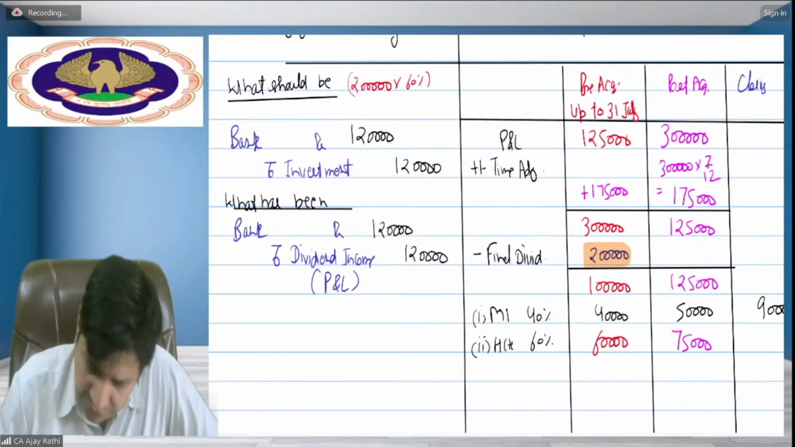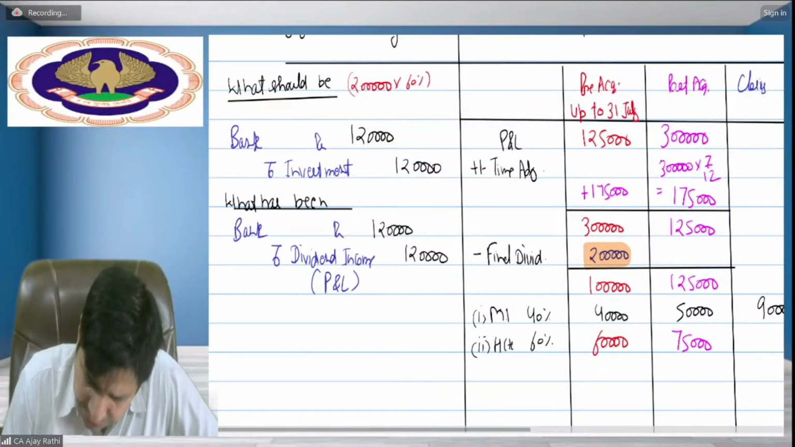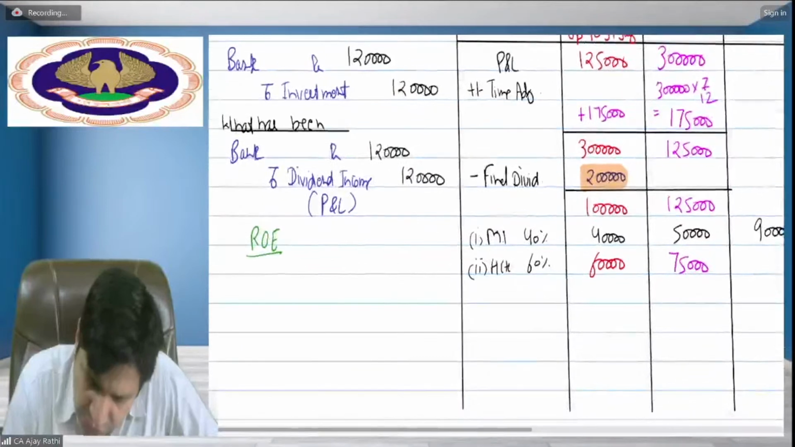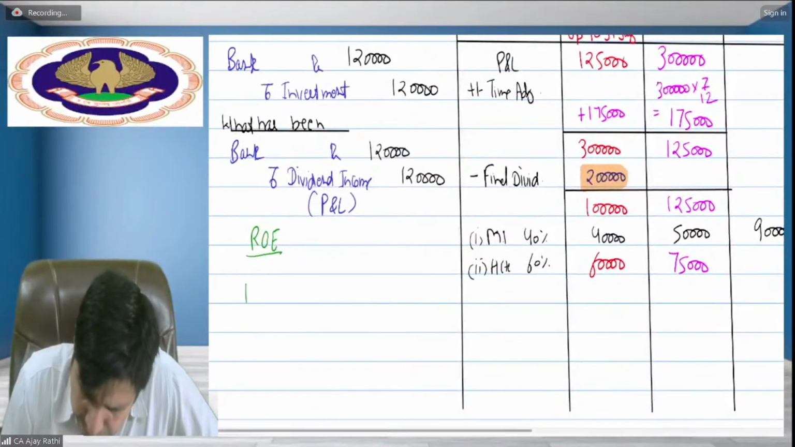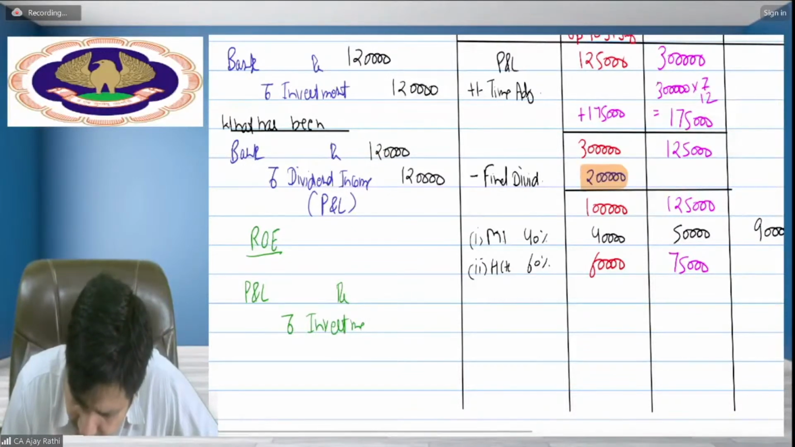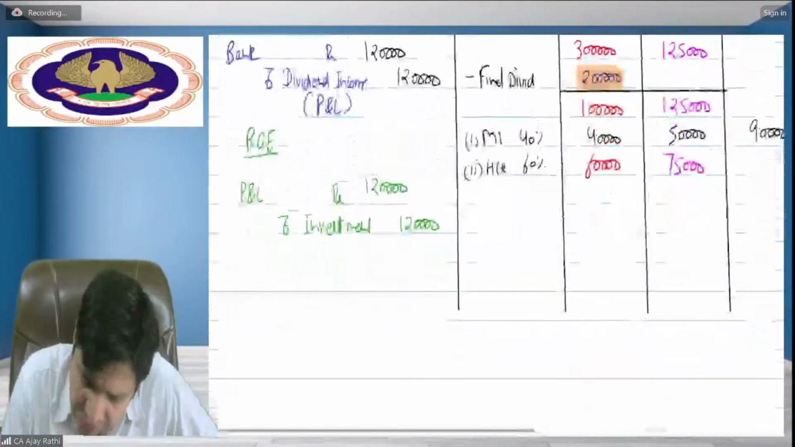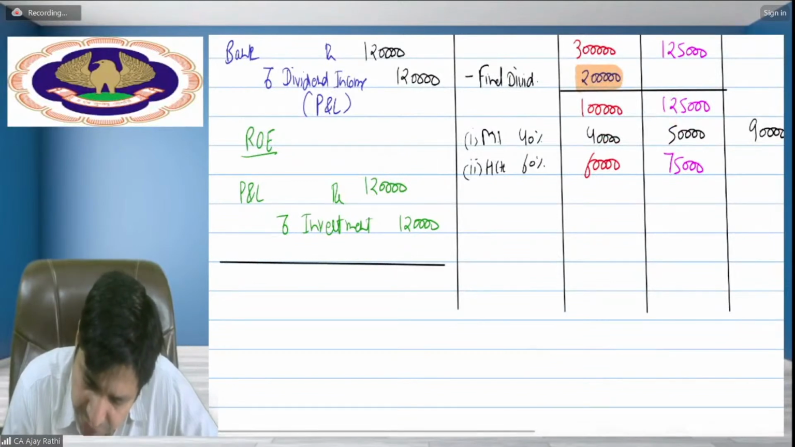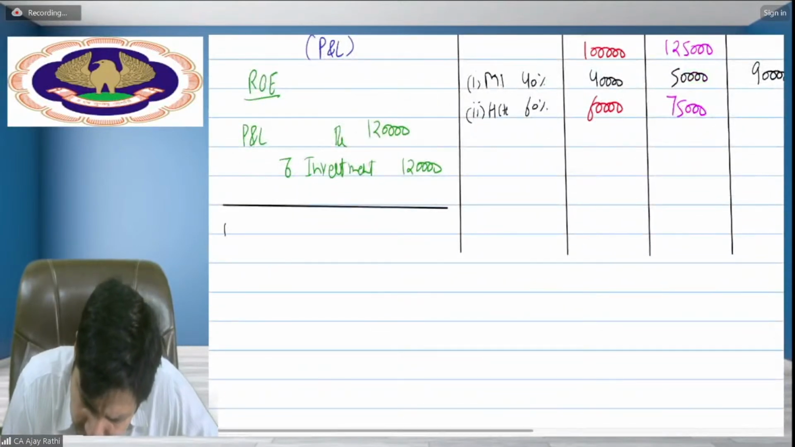Of course, we shall rectify in this way. Rectification will be rectification of error. Sir, we shall do this in P&L will be debited and investment will be credited by 1,20,000. It means in the analysis of profit, in the questions, we shall be solving these things here.